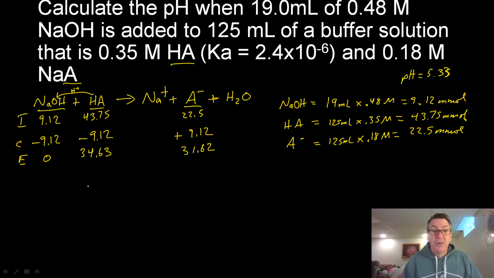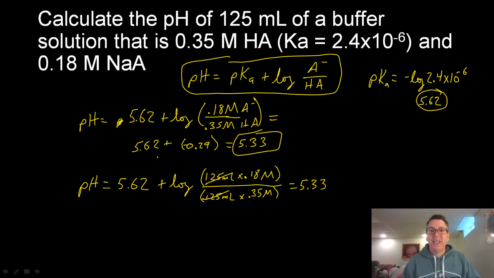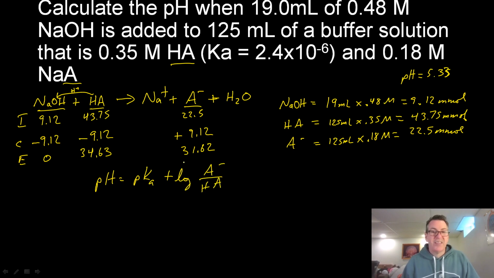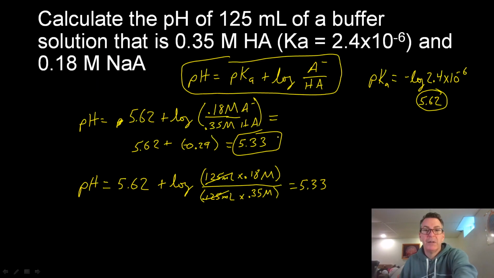If it's a buffer solution, you can use the Henderson-Hasselbalch. Henderson-Hasselbalch does not depend on what substance you've added to the buffer. It depends on the buffer. And it's still the same buffer system that we had all the way back at the beginning. All we've changed are the millimole or concentration amounts of the HA and A-. The pKa is still 5.62. And so we're still going to use the same Henderson-Hasselbalch: pH equals pKa plus the log of A- over HA.